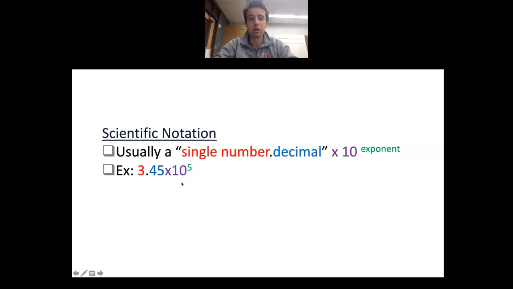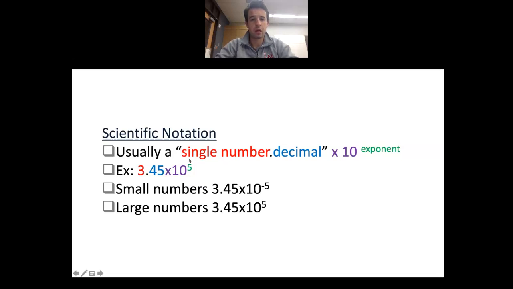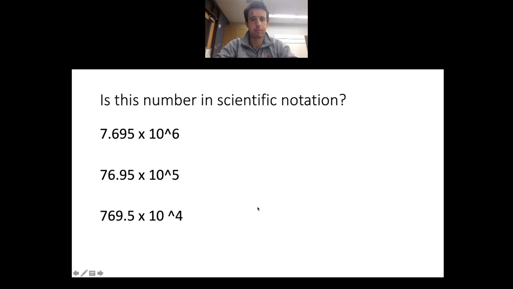Then you have the decimal. Here it's 0.45. This could be as many numbers as you want. It could be 1, 2, 3, 4, any amount of numbers. Then you have the times 10, and then you have the exponent, which in this case is the 5th. That's how we write numbers in scientific notation. Everything here is mandatory. For small numbers, we put a negative exponent, and for large numbers, we put a positive exponent. Kind of mentioned that already.